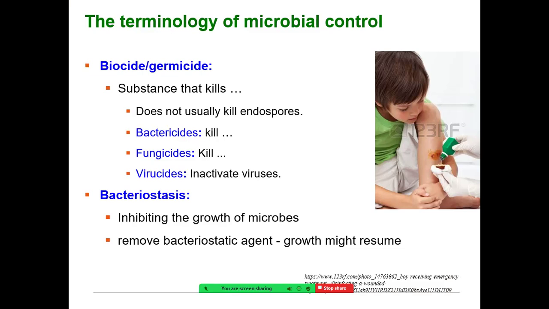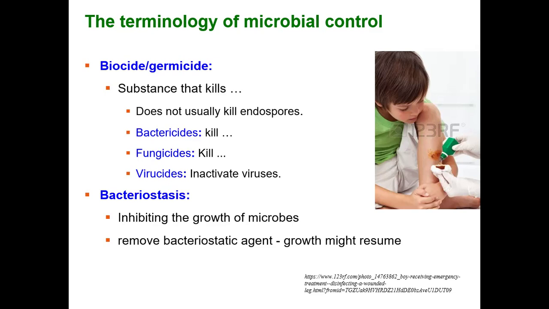Some terminology: biocide, a germicide, a substance that kills microbes. It does not usually kill an endospore. So most germicides do not kill endospores. You only have a few treatments, like I stated, that kill endospores. One such treatment is hydrogen peroxide. Bactericide, that's a treatment that kills bacteria. Fungicides, a treatment that kills fungi. Viricides, a treatment that inactivates viruses. Any question about any of those?